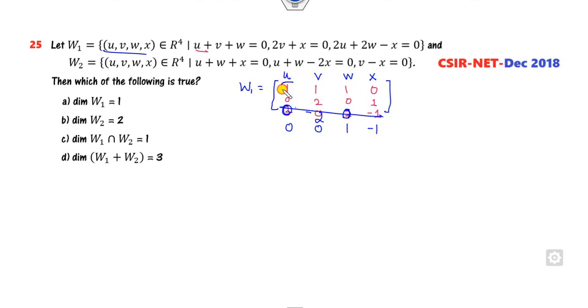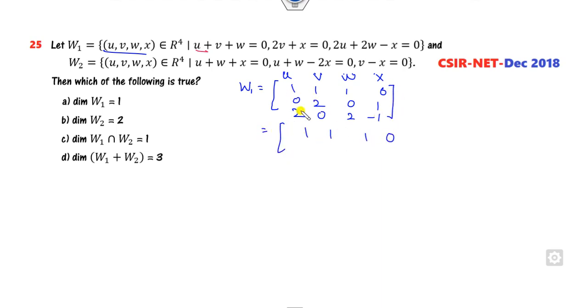The diagonal entries are here, here and here. Sorry, I can skip; I will write it again for you, I think I misread these values. U, V, W, X: 1, 1, 1, 0; 2, 1, 0 and 0; 2, 2, 0, minus 1. Now you can make them like this: 1, 1, 1, 0, and 0, 2, 0, 1.